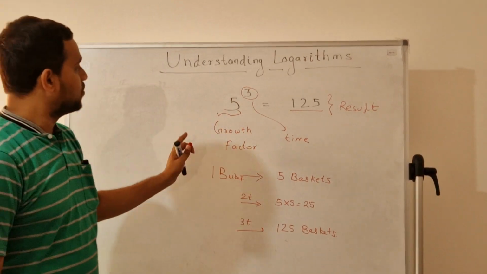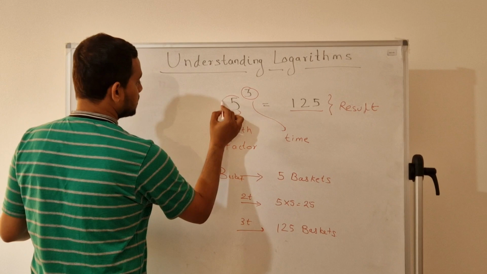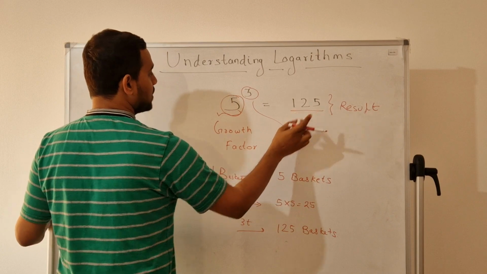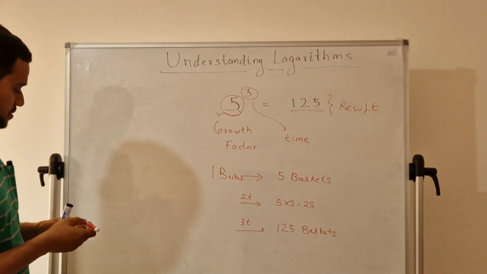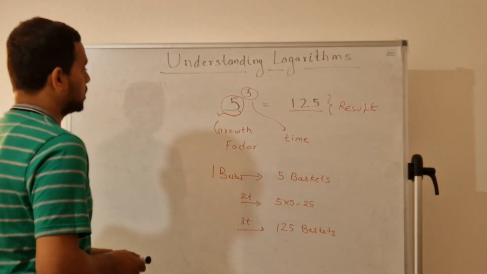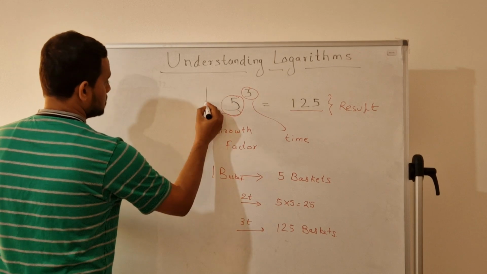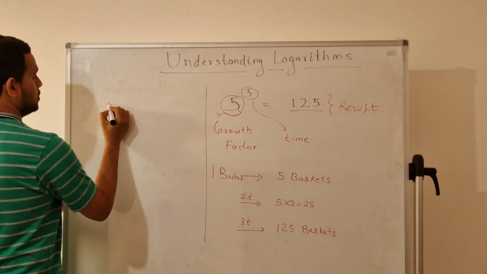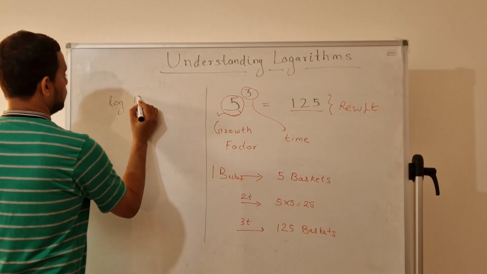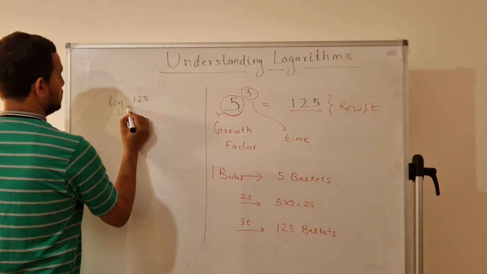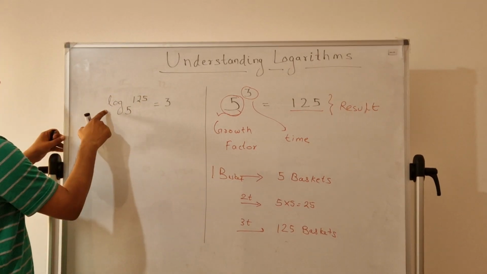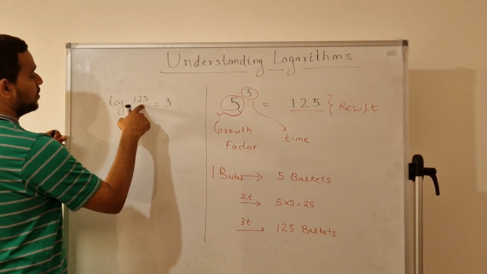So now you get a sense of what is happening. This is like a growth factor, this is like how many times you did it, the time factor, and this is the final result. Make sense? Okay. Let's write this in a different way now, in a logarithmic way. So what we do is, we say log of 125 to the base 5 is equal to 3, or log base 5 of 125 is 3.